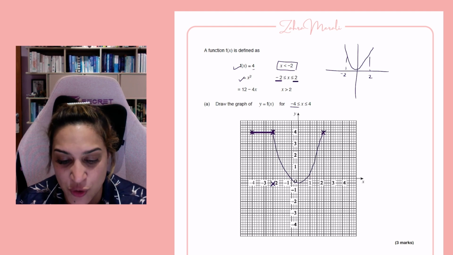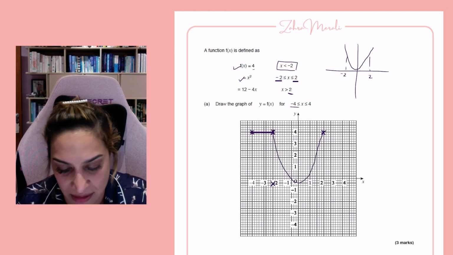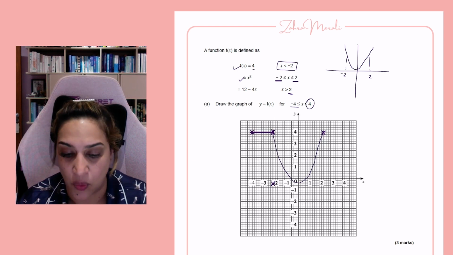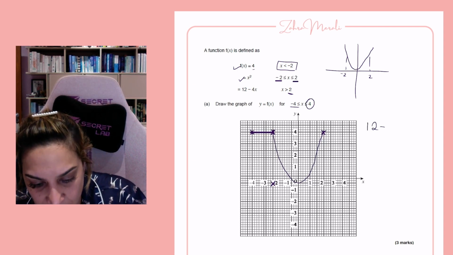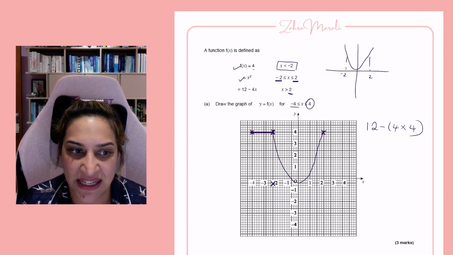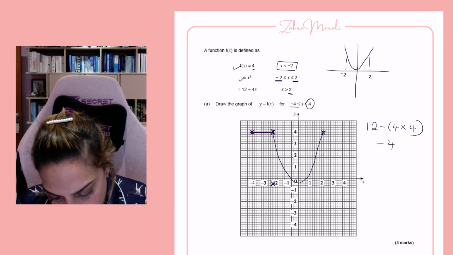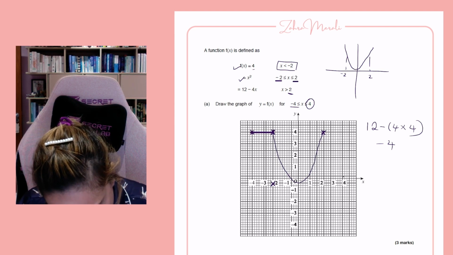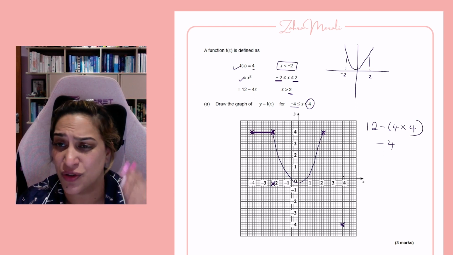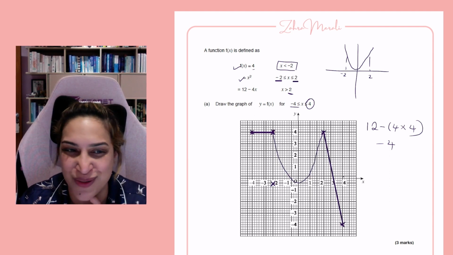Then the last one, we've got 12 minus 4x. We're expecting if we put 2 in, we're going to get 4. So 12 minus 8 is 4. And we want to go all the way till 4. So we're going to do 12 minus 4 times 4. So we've got 12 minus 16. And that's going to tell us our y-coordinate for the last point, which will be minus 4. So we've got 4, minus 4, which is over here. And with any straight line graph, you only need 2 coordinates because you join them up and you've got your straight line. And that is your 3 marks for that.